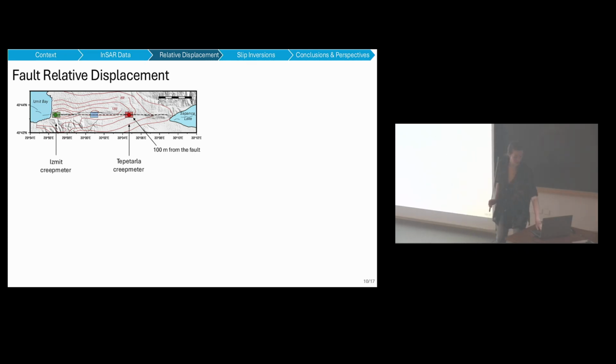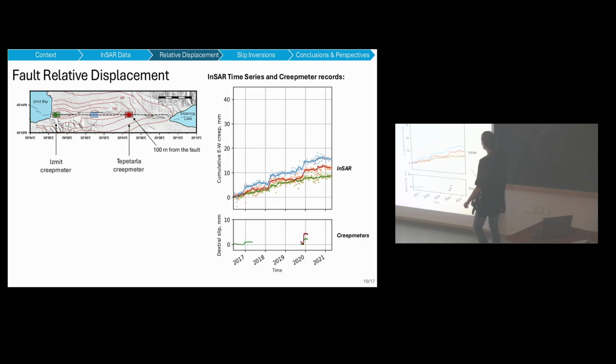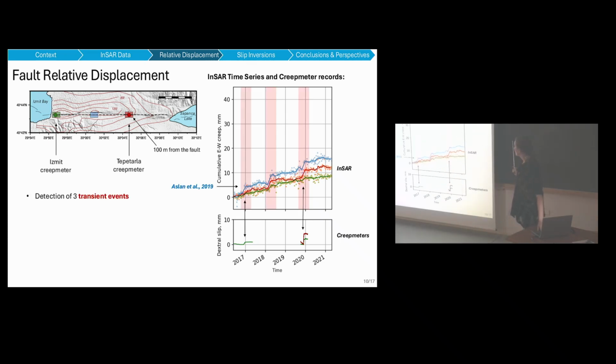So if we look at this zone, we can obtain this kind of result. Again, from 2016 to 2021, and we have here the cumulative displacement across the fault. And here are the creep meter records that we have. So as you can see clearly, we have three transient accelerations, in December 2016, March 2018, and November 2019.